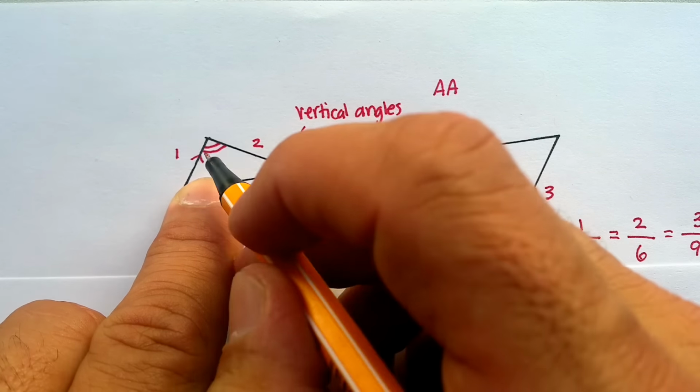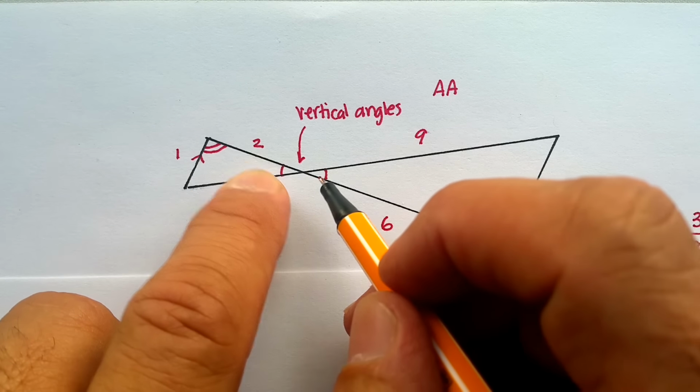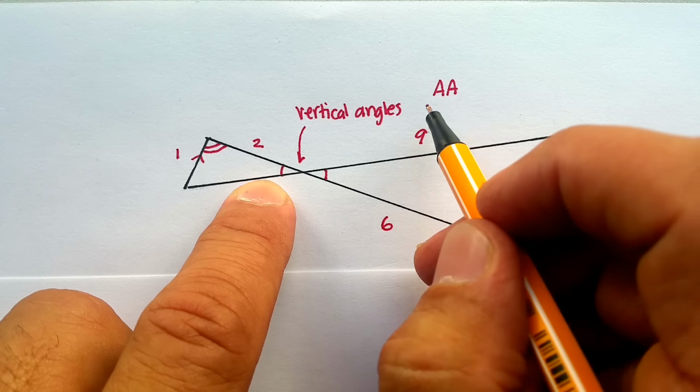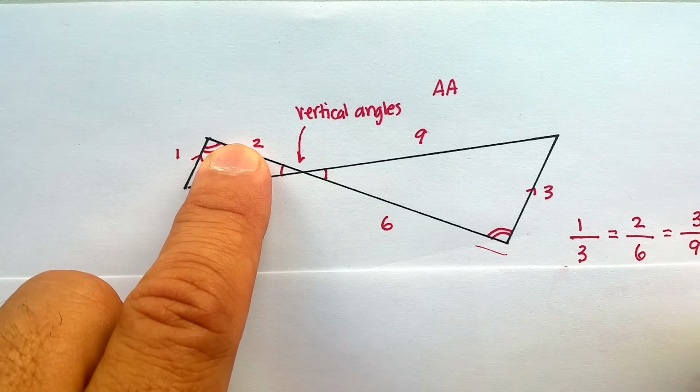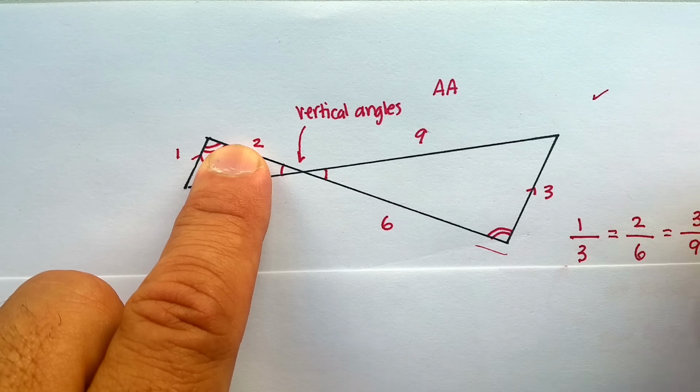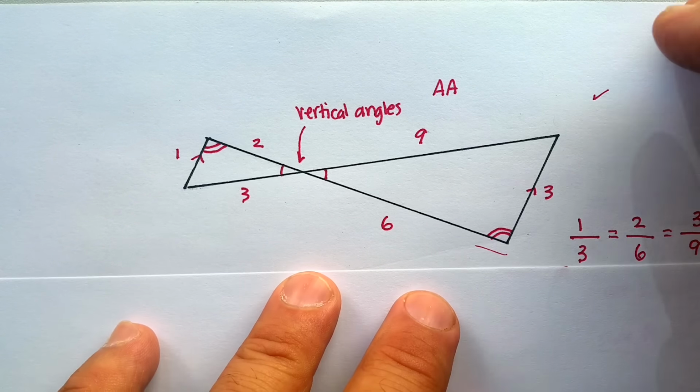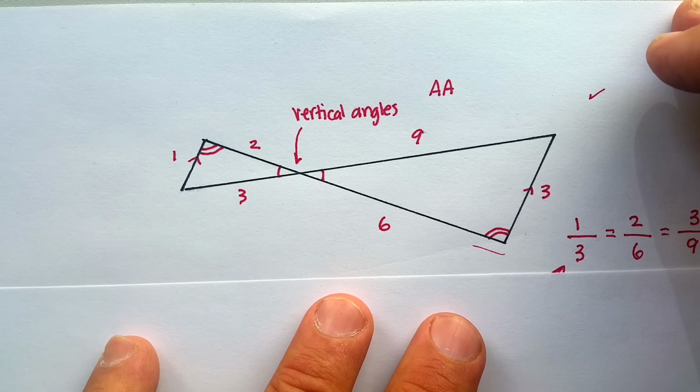Again, we have two angles that are the same. This one, this one, this one, this one. So again, by AA, angle, we know that these two triangles are similar. So that's one way of actually figuring out similarity. I want to show you another way on this particular problem.